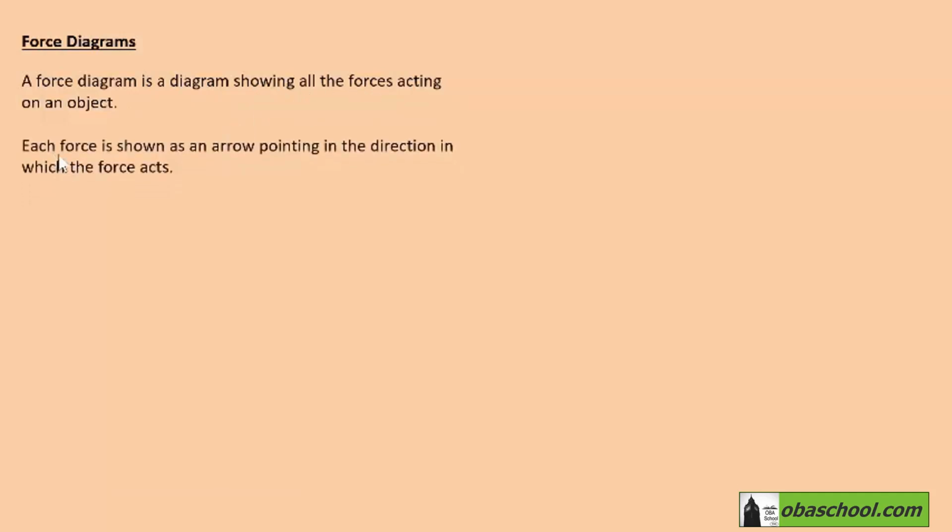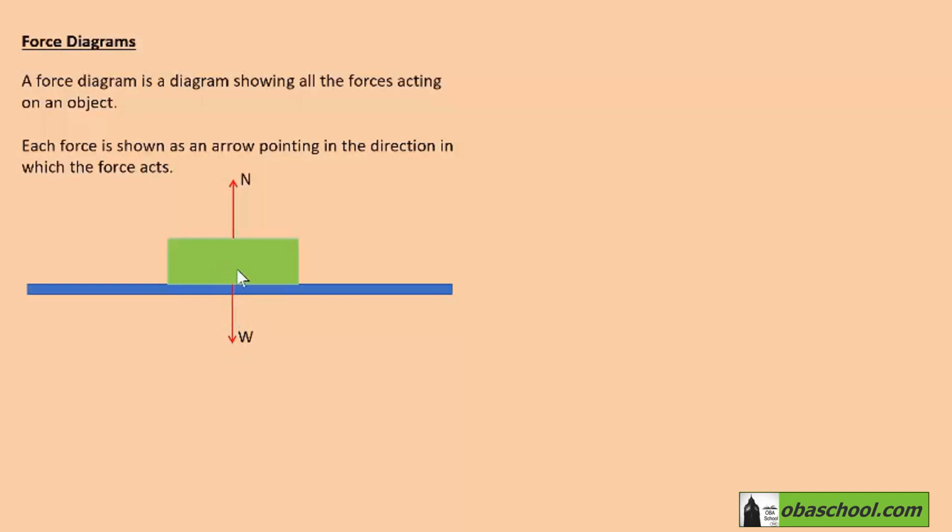Force diagrams. A force diagram is a diagram showing all the forces acting on an object. Each force is shown as an arrow pointing in the direction in which the force acts. So let's suppose we've got a plane here and an object on that plane. One force that acts on this object is its weight, and of course that acts vertically downwards.